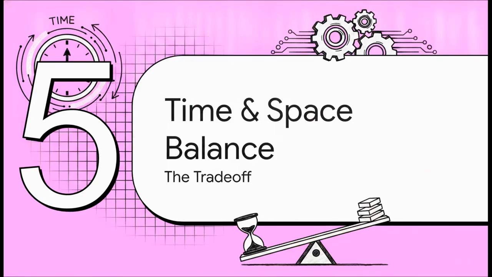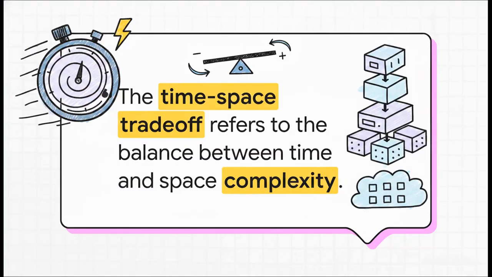Let's look at Section 5, Balancing Time and Space, the ultimate trade-off. This trade-off, it is the ultimate test of a programmer's ability. As our source explicitly notes, quote, the time-space trade-off refers to the balance between the time complexity and space complexity of an algorithm. Every single choice you make is a compromise.